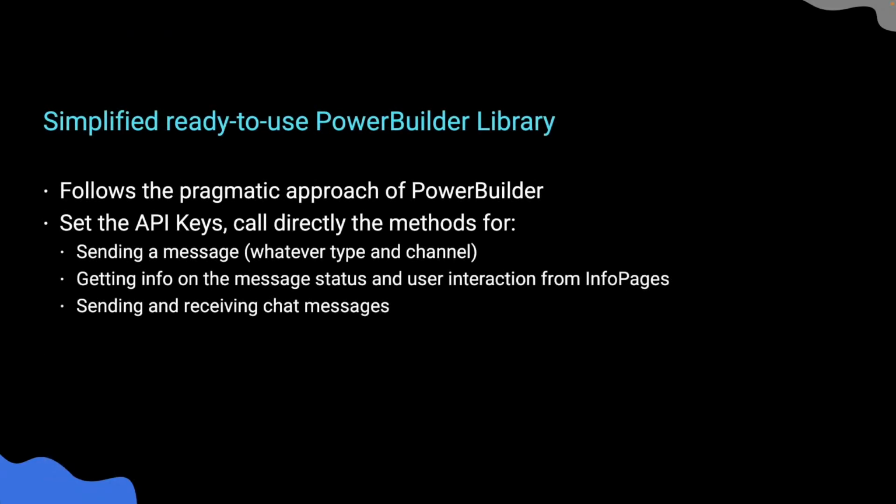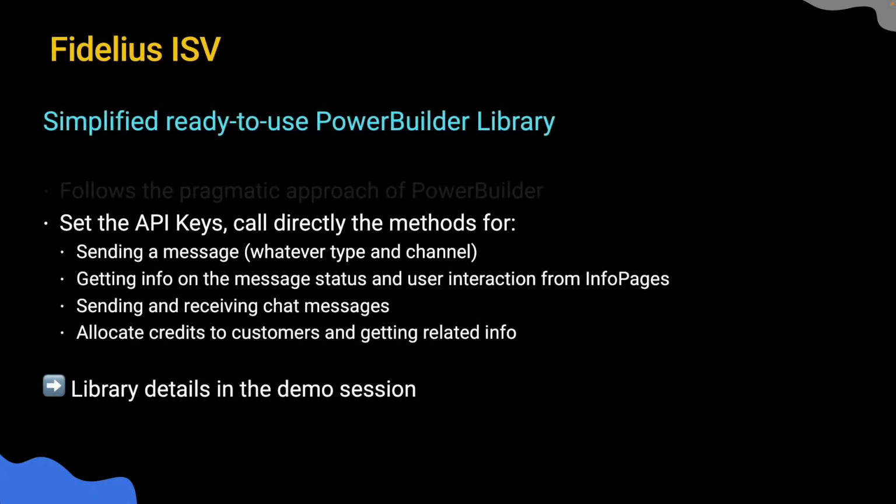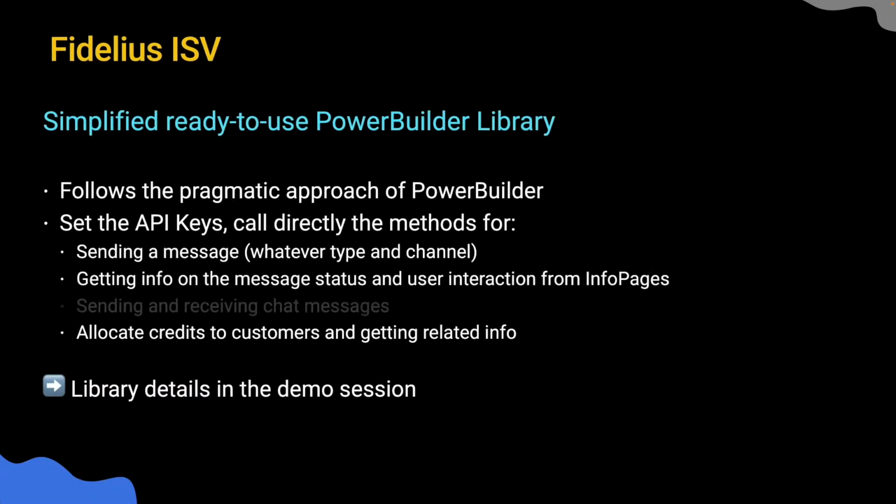Fidelius has a ready-to-use PowerBuilder library. It follows the pragmatic approach of PowerBuilder. You just set the API keys and call directly the methods for sending a message, getting info on the message status and user interaction from InfoPage, sending and receiving chat messages, allocating credits to customers, and getting credit info. Library details in the demo session.